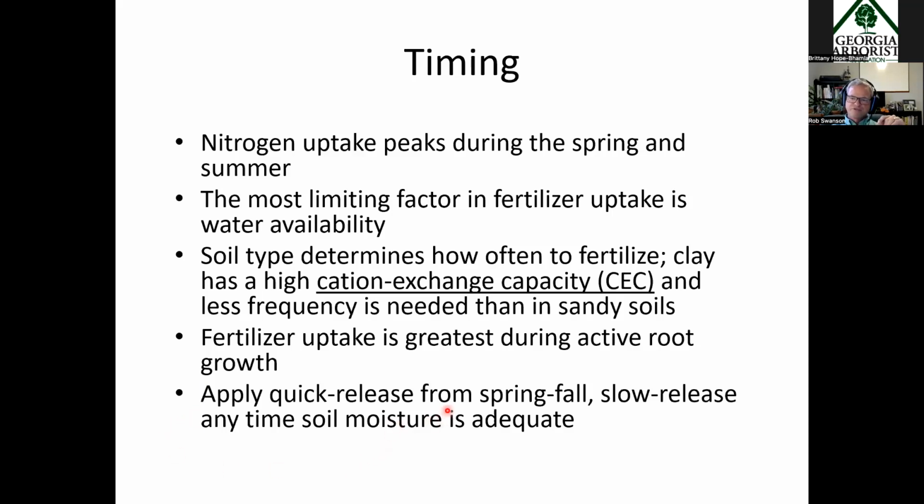Apply quick release forms in the spring through the fall. Slow release anytime soil moisture is adequate. So sometimes these slow release formulations can last up to 10 months. And they release, remember, on microbial activity, not just on water alone. So if you put it down in the fall, it's going to work in the fall, then go dormant, and then come back to work again in the spring, and you'll get your 10 or 11 full months of activity out of it. That's why you can do it any time of the year. The quick releases only persist in the soil for a few weeks. So that's why you want to get them down in the spring and the fall.